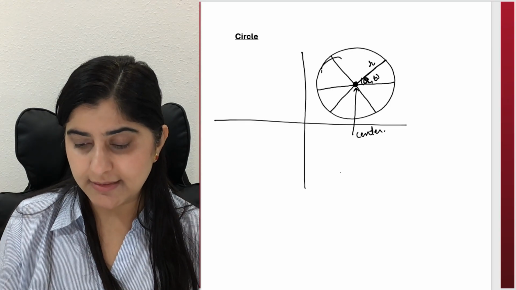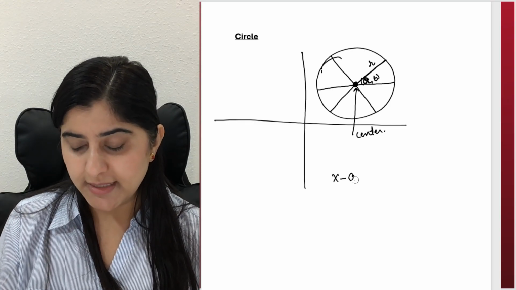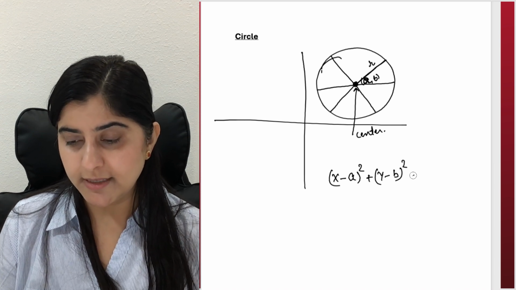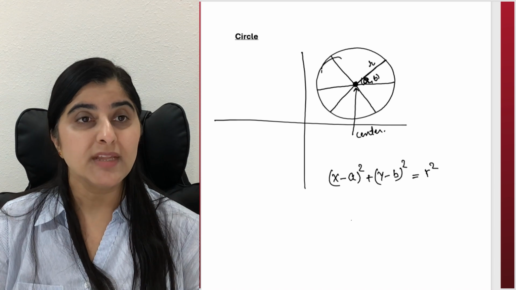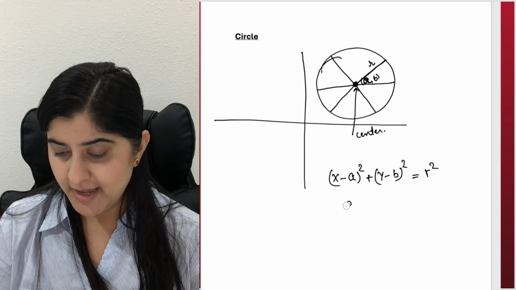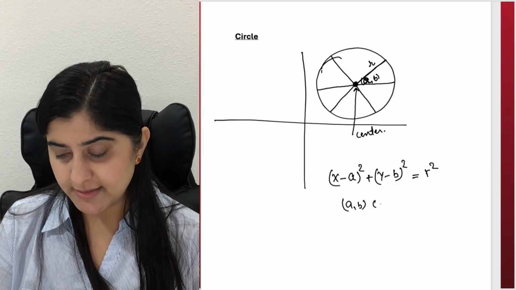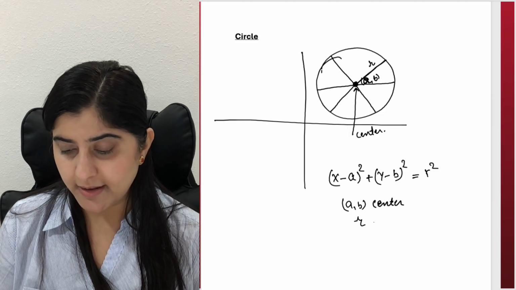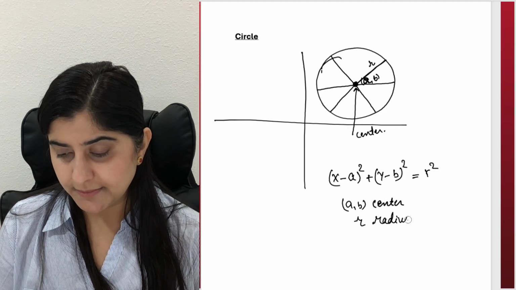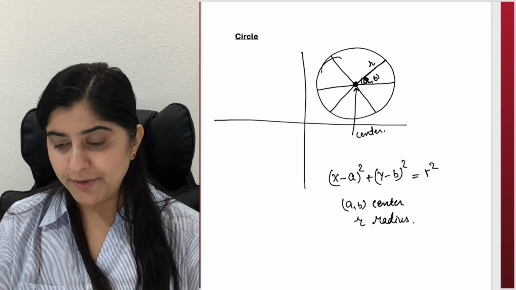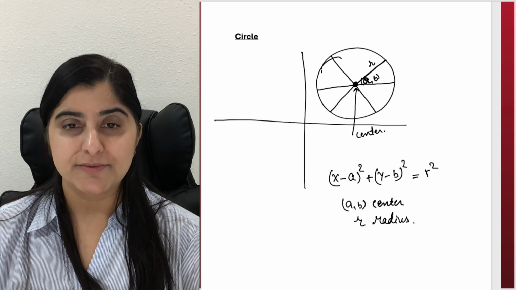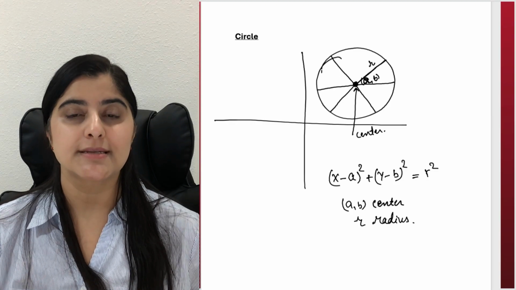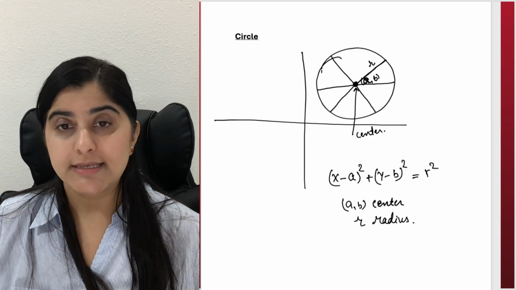And we can write the circle equation as (x minus a) squared plus (y minus b) squared is equal to r squared. So this is the equation of the circle, where a and b are the coordinates of the center of the circle, and r is the radius of the circle. So now if we are given any center and the radius, we can write down the circle equation, and if we are given the circle equation, we can find the center and radius.